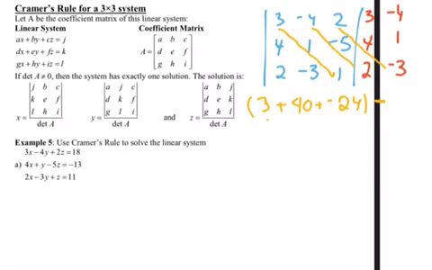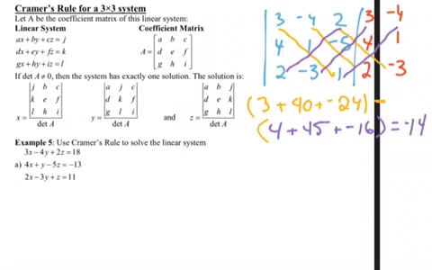So I'm going to have 3 times 1 times 1, which is 3, plus negative 4 times negative 5 is 20, times 2 is 40, plus 2 times 4 is 8, times negative 3 is negative 24. And I'm going to subtract from that going the opposite way. Let's do another color here. 2 times 1 times 2 is 4. 3 times negative 5 is negative 15, times negative 3 is 45. And negative 4 times 1 is negative 4, times 4 is negative 16. So when I do all of that, I get negative 14.